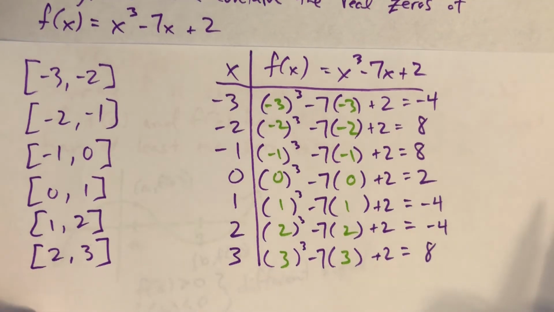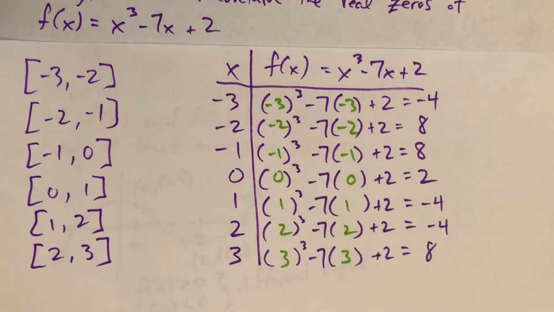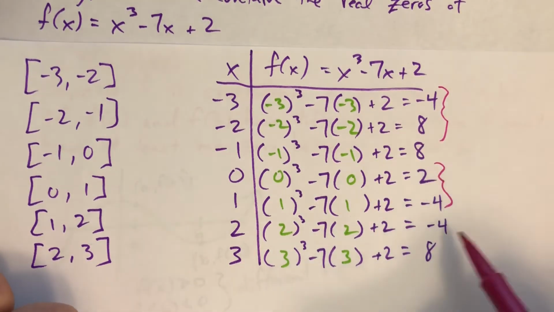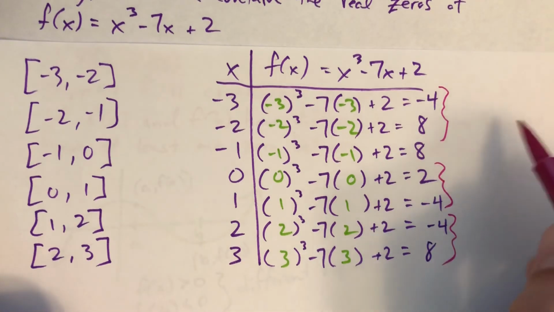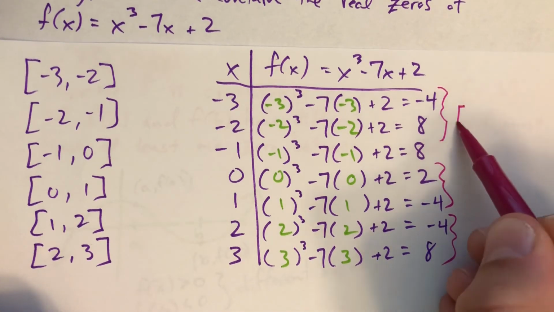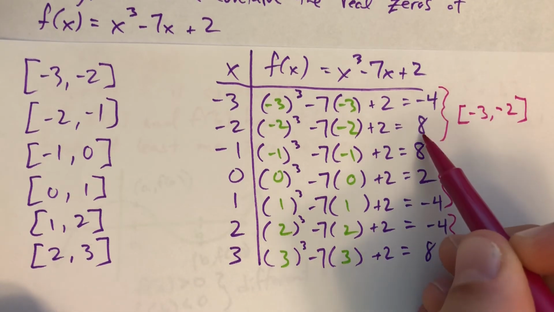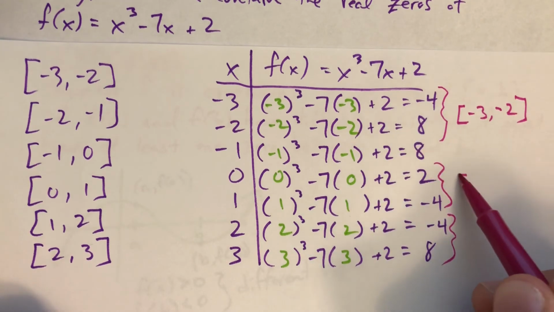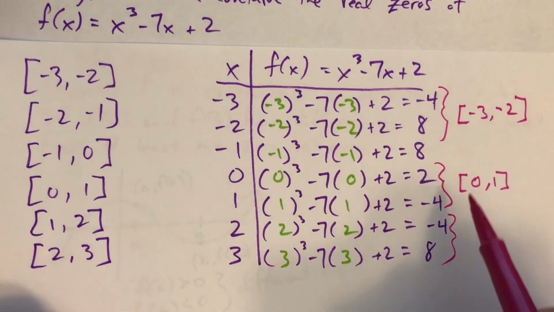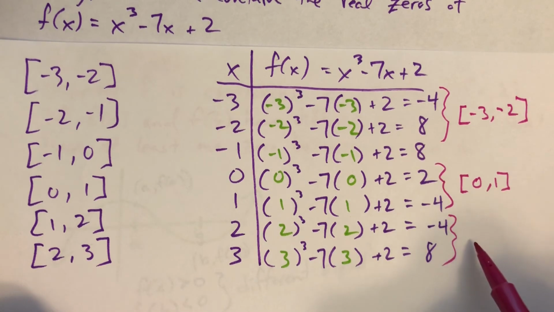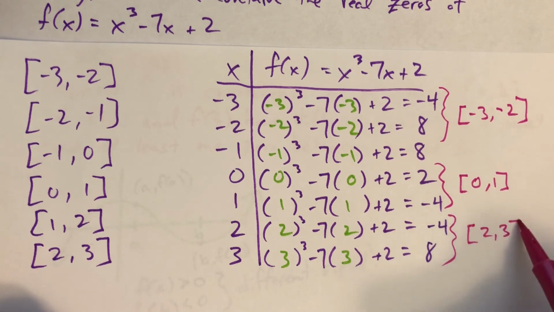What we're really after is where it changes signs. On this far right column, we can see that it changes signs between these two, and between these two, and between these two. So there must be a 0 between -3 and -2, because it's negative at -3 and positive at -2. Here we have to have a 0 between 0 and 1, because it's positive on the left side and negative on the right side. We say the same thing about this interval here, between 2 and 3.